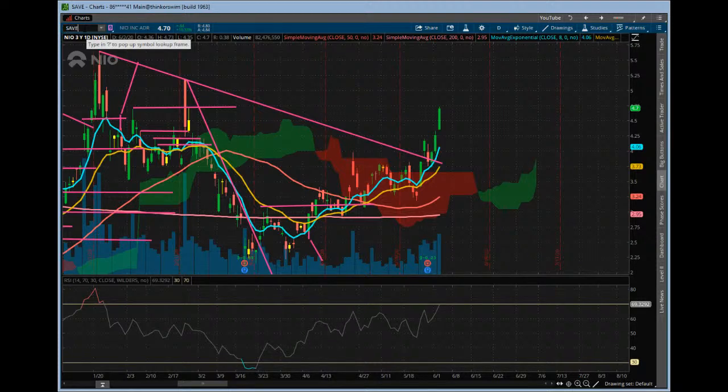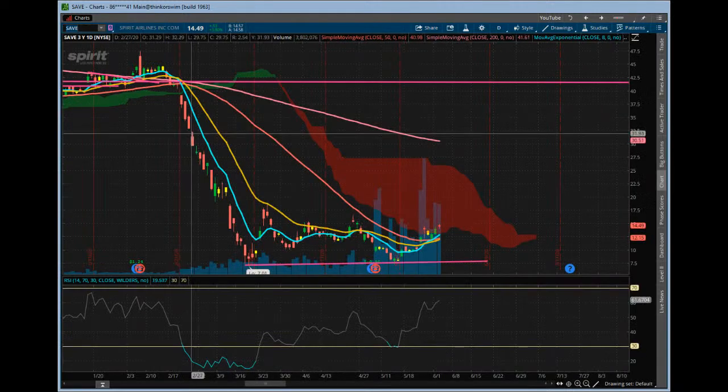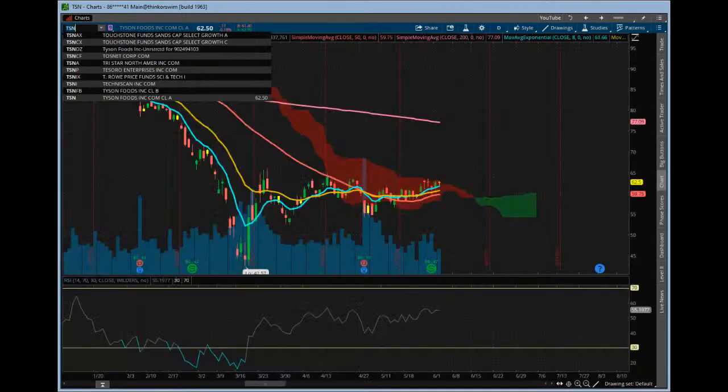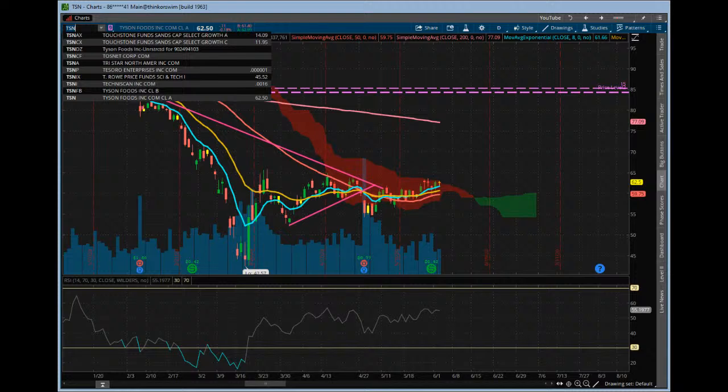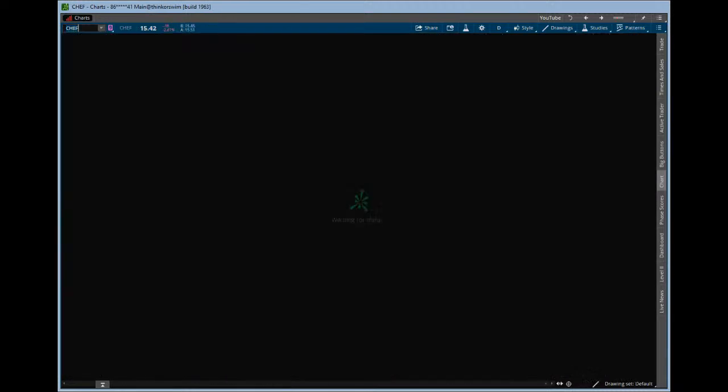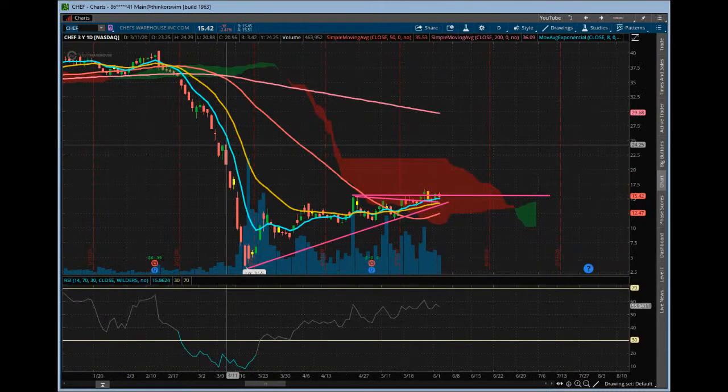Yeah, a little bit of doji there. See if it gives you a doji sandwich off of that one. TSN, the chicken company, inside day at the cloud. See if we bust out of the cloud there for you. Chef. Still consolidating there, still waiting on a good breakout candle with some volume.